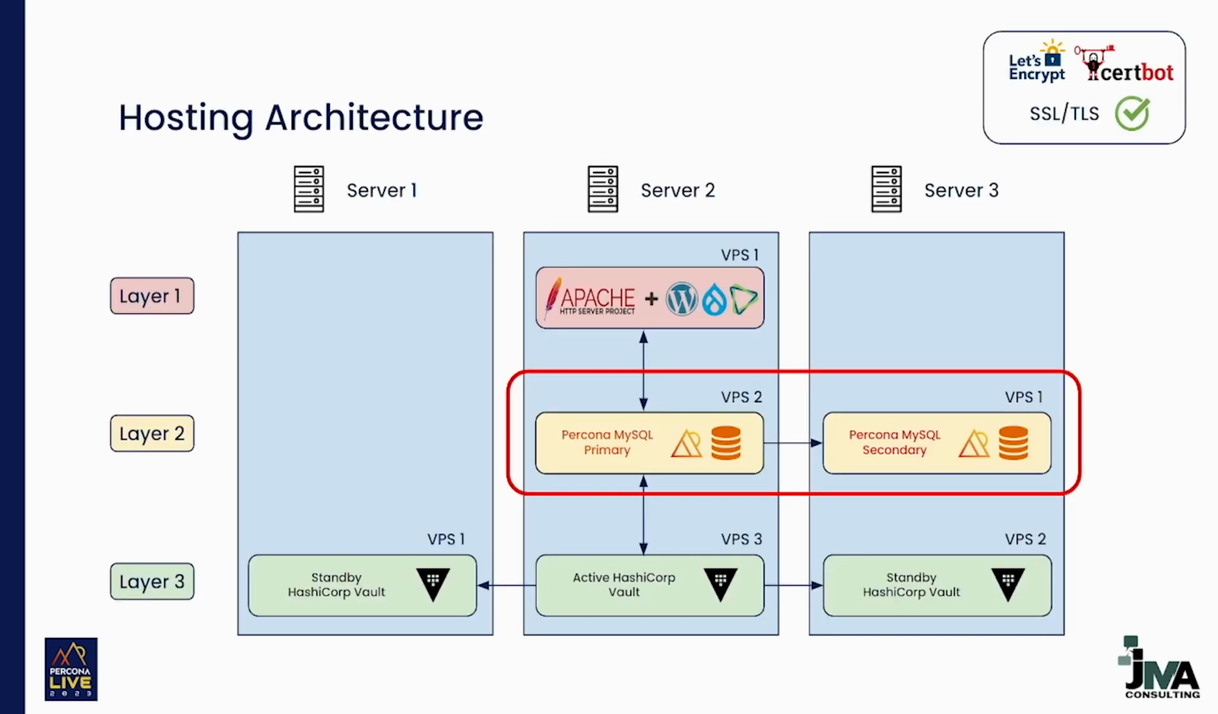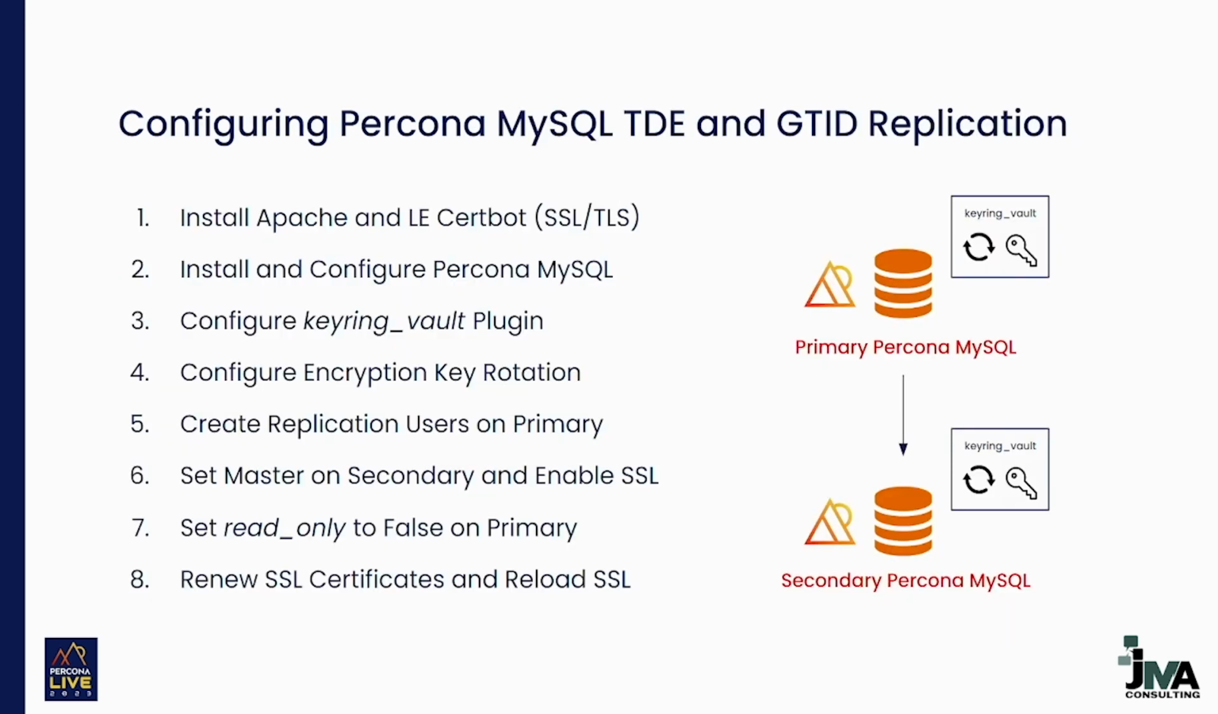With the Vault cluster up and running, it's now time to configure TDE and GTID replication on Percona MySQL. The process is exactly the same as before at the start. We have to install certbot and Apache on both the Percona servers. We then proceed to install Percona MySQL and edit its configuration file. Some things you have to specify are the SSL certificate and key, enabling the Keyring Vault plugin, enabling GTID replication, and starting the servers in read-only mode, which is a requirement for GTID replication.